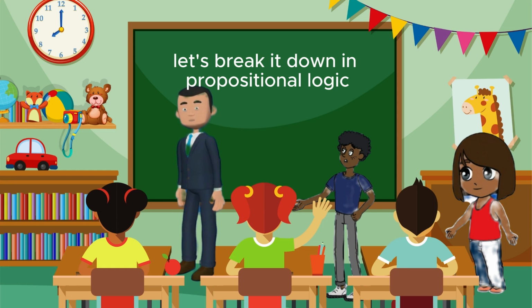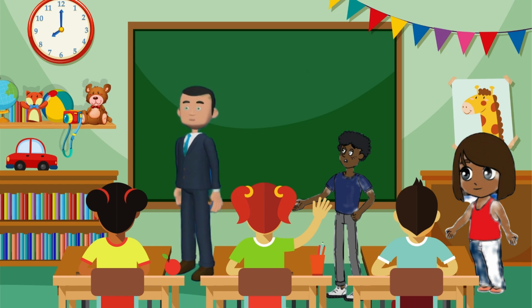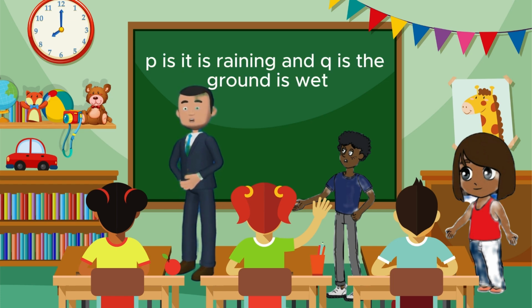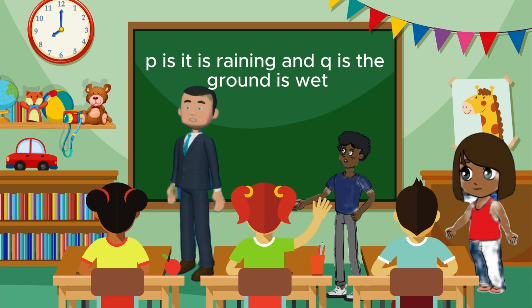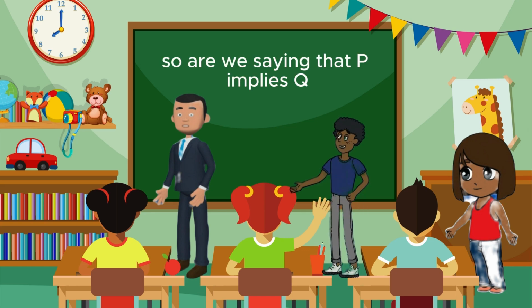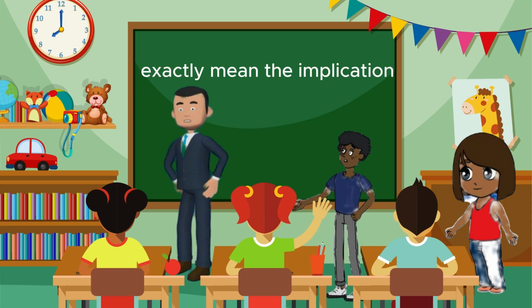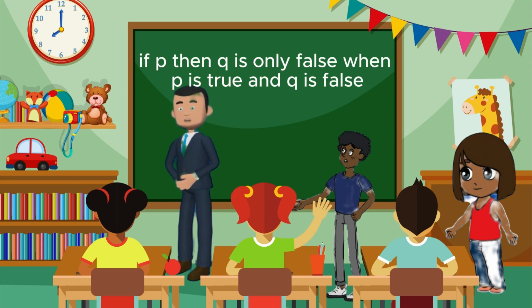Let's break it down. In propositional logic, the proposition, if P, then Q, is called an implication. In this case, P is, it is raining, and Q is, the ground is wet. So, are we saying that P implies Q? Exactly, Minh. The implication, if P, then Q, is only false when P is true and Q is false.